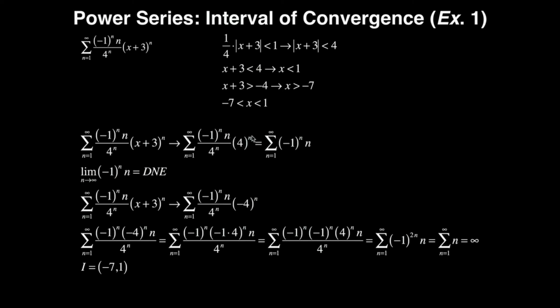Now, a lot of times these interval of convergence problems for power series are designed to work out very nicely. Notice the 4 to the n's cancel. And so all that you're left with is the series from n equals 1 to infinity of negative 1 to the n times n. Now, let's just plug in a few values of n. So, for example, 1, so this is going to be 1 times negative 1, so the first term is going to be negative 1. If we plug in 2, this negative 1 squared will be positive 1, so the second term will be positive 2.